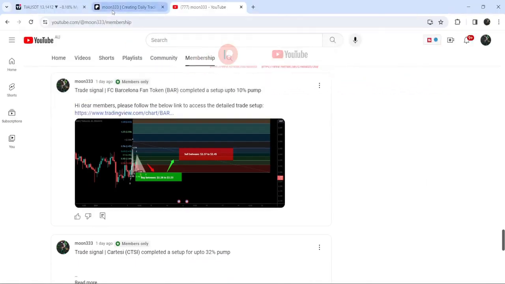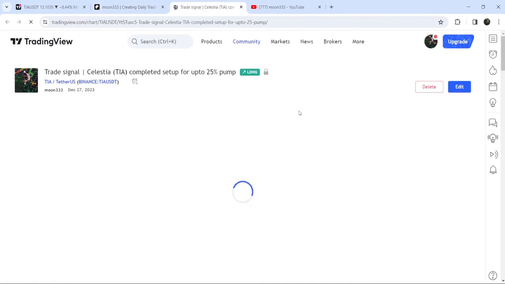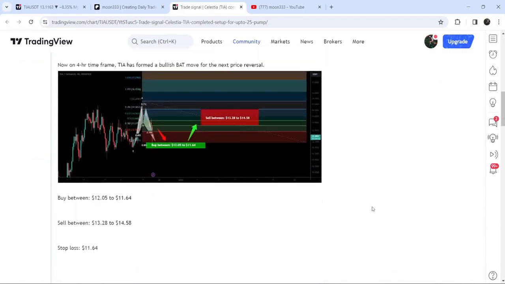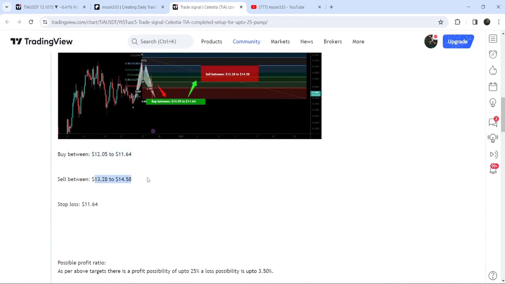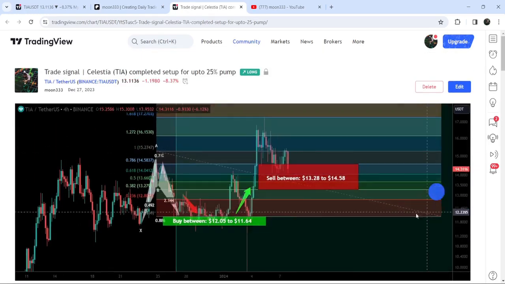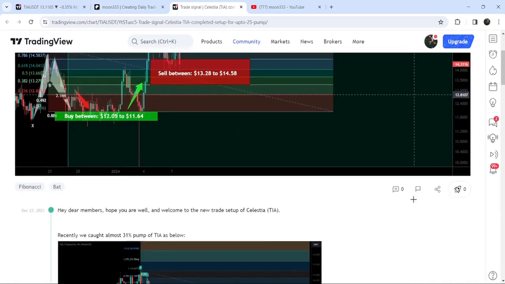Let's start the analysis. And first of all, let me show you my most recent trade signal for TIA that I shared with my members on 27th of December 2023, almost 10 days ago. And this was a harmonic bullish reversal bat move that TIA formed on a 4-hour time frame chart with US dollar pair. And this was the complete trade set of the buying range and the sell targets, and below $11.64 was our stop loss. Now, if I play this chart, then you can see that the price has started a very nice reversal from this buying zone and rallied beyond the sell target zone. And this was almost 50% pump.